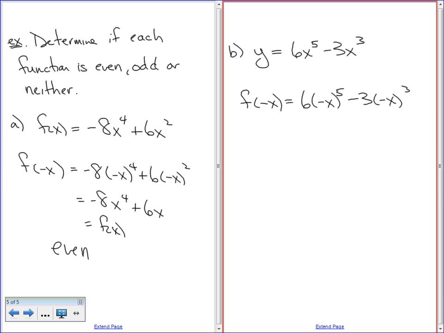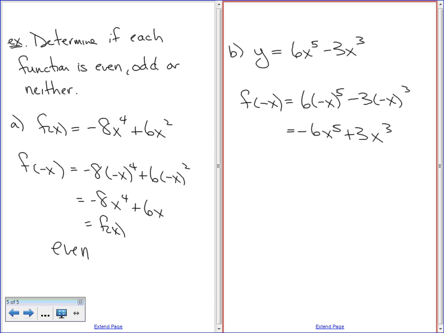Simplify. Negative x to the power of 5 is negative x to the power of 5, and now the bracket's gone. And that negative multiplies in front to give me negative 6x to the 5. Much the same fashion. Negative x to the power of 3 is negative x to the power of 3, but now that negative multiplies to the 3, and I get positive. So now it's time to look at it. That doesn't match the original function. Okay? So if it doesn't match the original function, it's not even.